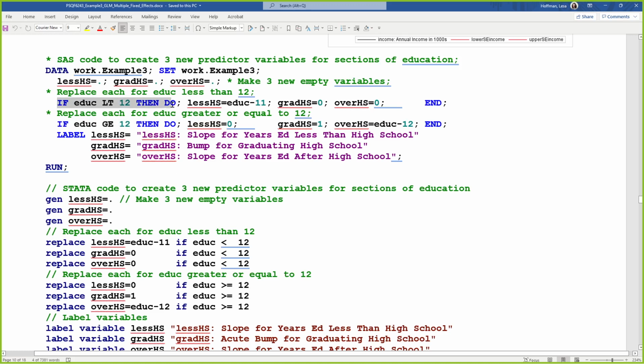So this part in SAS is setting up the conditionality. In a given row, if the current variable for education is less than 12, then do the following. And note all the semicolons. Then do, semicolon, make the variable for less than high school, make the variable for graduating high school, make the variable for over high school, semicolons after each of these, and then an end goes with this do. So it's like a sandwich. Do this, do this, do this, do this, end. So end then shuts off the conditionality.